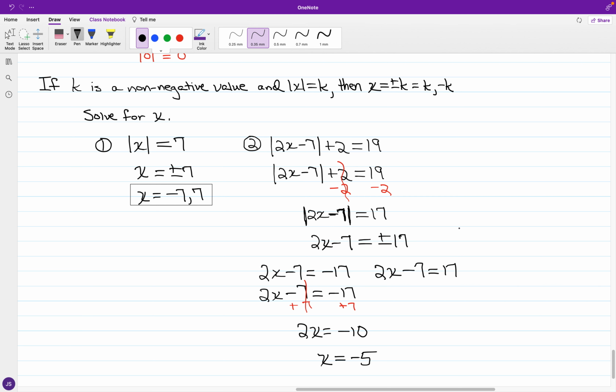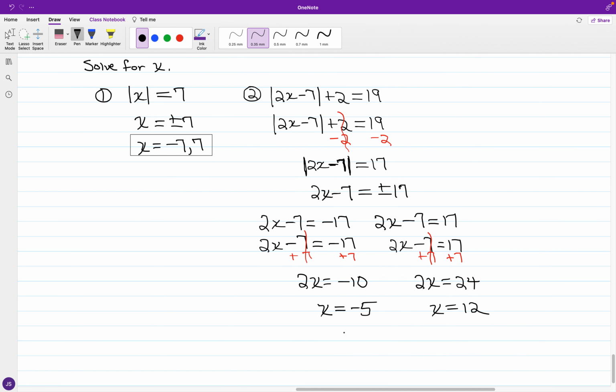Now, for what we have with 2x minus 7 equal to 17, if I isolate the 2x once again, upon adding 7 in this equation, we have 2x is equal to 24, and with division by 2 we have that x is equal to 12.